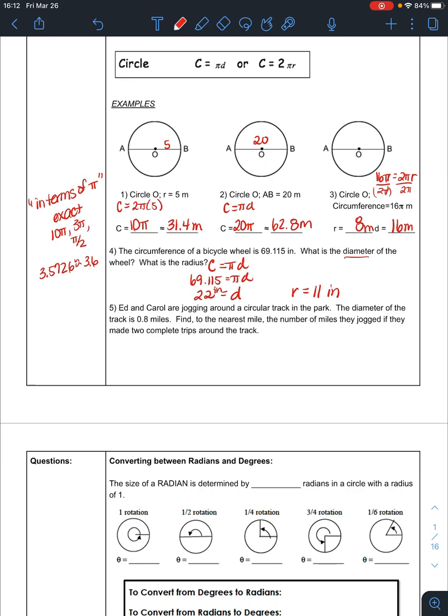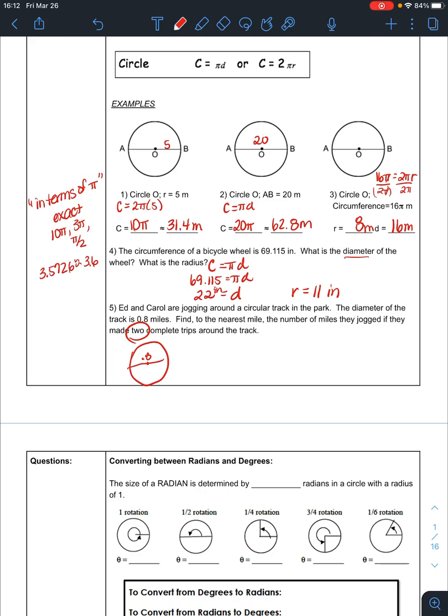Ed and Carol are jogging around a circular track in the park. The diameter of the track is 0.8 miles. Find to the nearest mile the number of miles they jogged if they made 2 complete trips around the track.